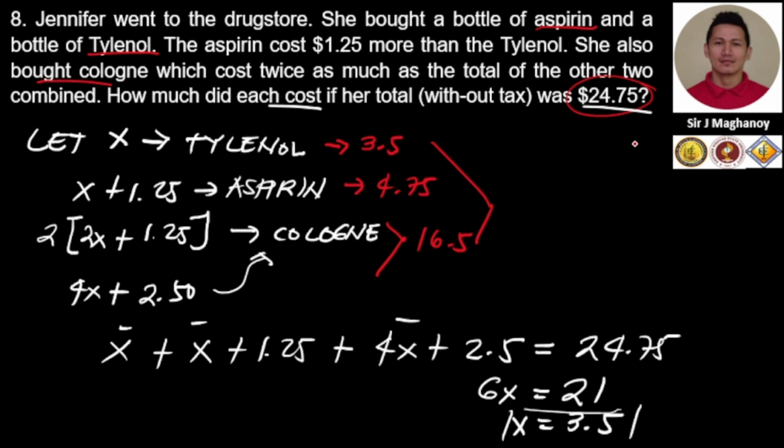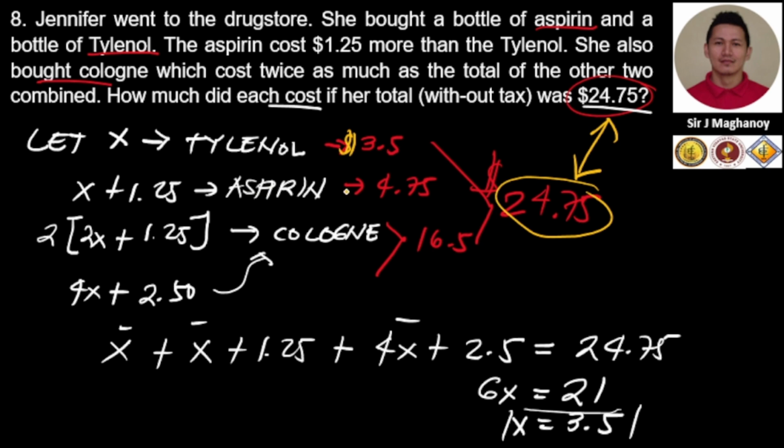Let's combine all: 3.5 plus 4.75 plus 16.5. The total is 24.75 dollars. Okay, so we can safely assume they are equal to the total bill in the drugstore. We can safely say that the cost of our Tylenol is $3.5, our aspirin is $4.75, and for your cologne, that is $16.5. Okay, so let's move to our next supplement problem.